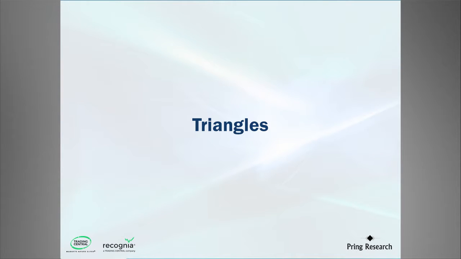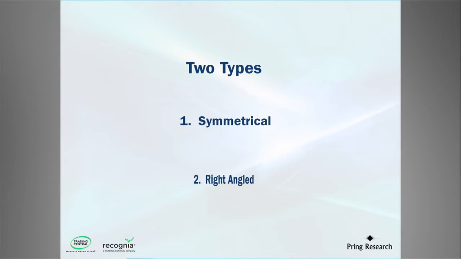Triangles are the most common price pattern, but are also one of the least reliable. They come in two varieties, symmetrical and right-angled. Both develop as consolidation and reversal formations. Let's start off by considering the symmetrical variety.